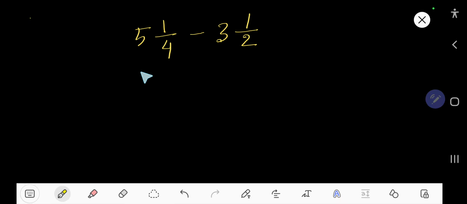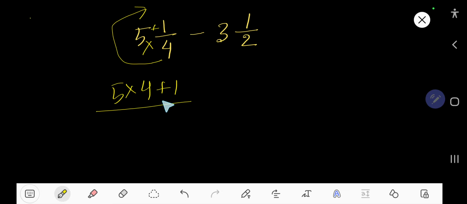Okay, so at first you need to convert this mixed number to improper fraction, right? So how to do that? Look, 5 times 4 plus 1 divided by 4 minus 3 times 2 plus 1 divided by 2.